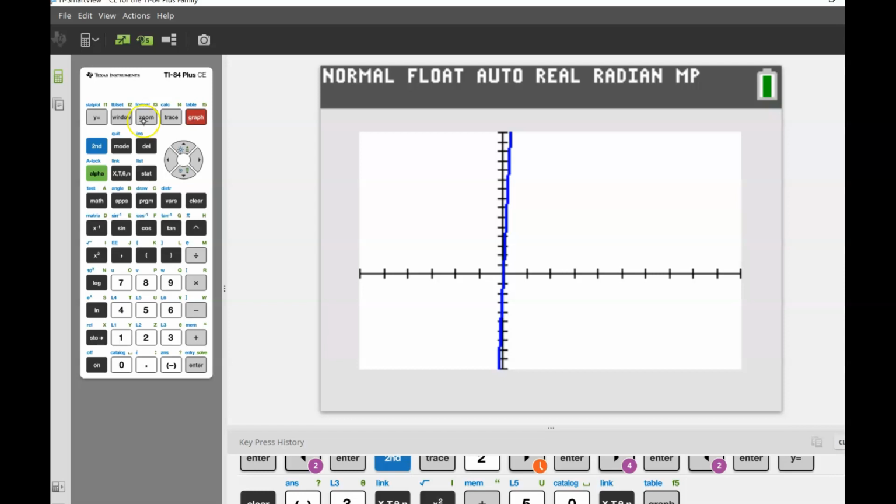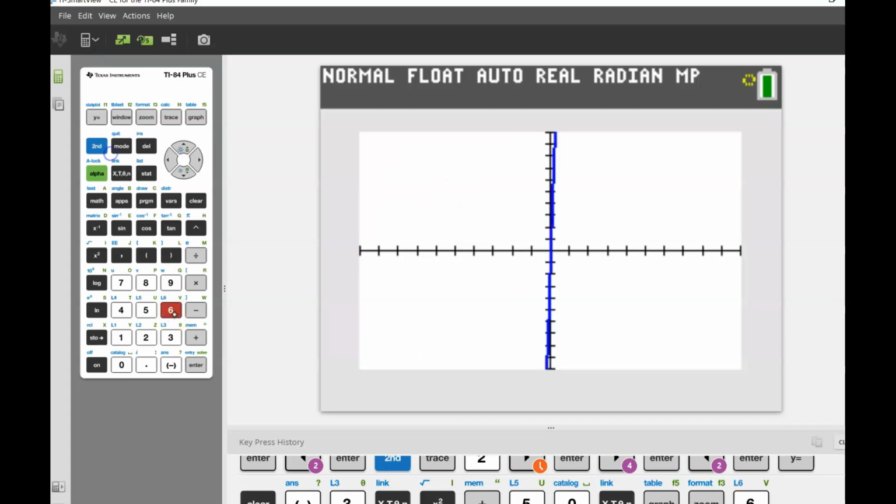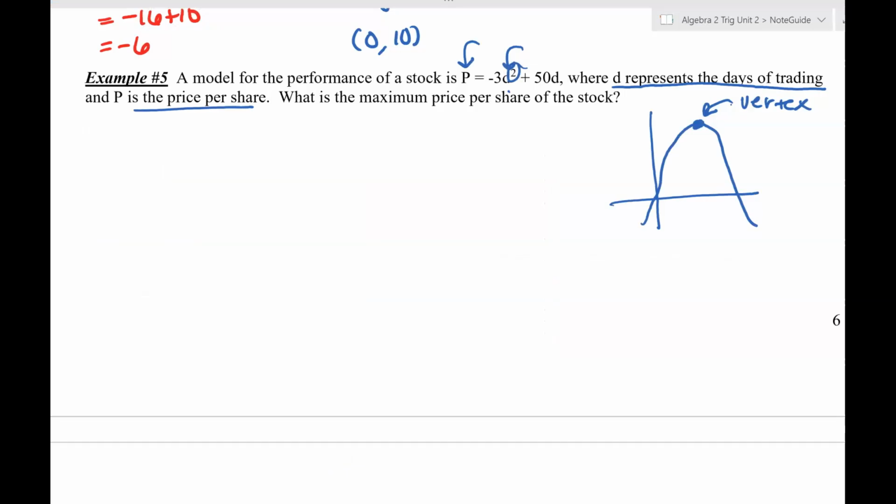So I'm going to go back to zoom. I'm going to choose choice 6, the standard window, and that doesn't look much better. So this is where your knowledge of the graph and actually being able to do stuff by hand helps you be a better operator of the calculator. So when I look at this and I'm like, oh, I can't see it on the calculator, what am I going to do? Remember that this vertex point is related to your axis of symmetry, and there is a formula that tells us where that axis is.